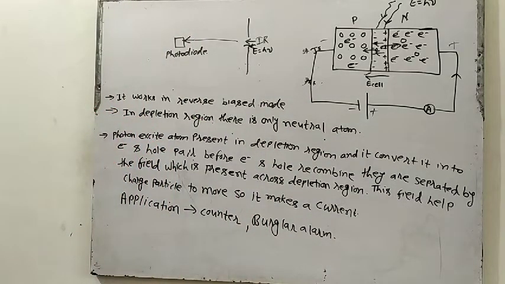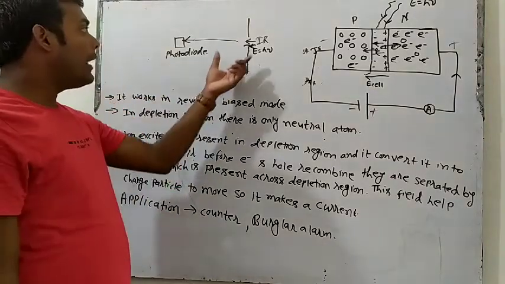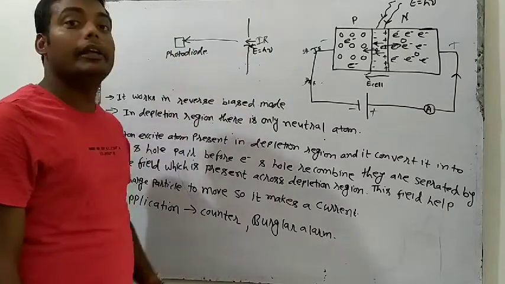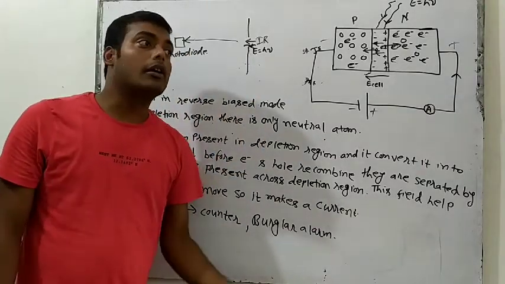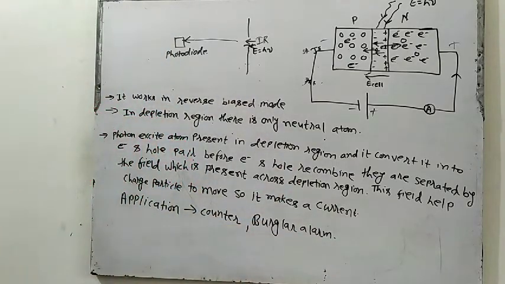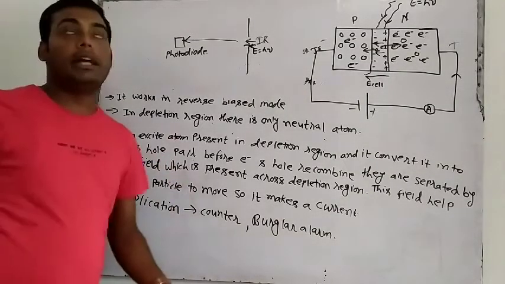Okay, so how many times has it made current? We can count how many times this is making current. For that, in electronics we have a counter. We have a counter that we can use to count how many times they are making current.